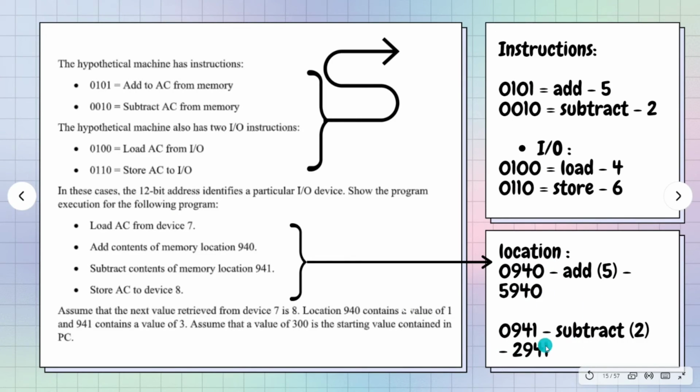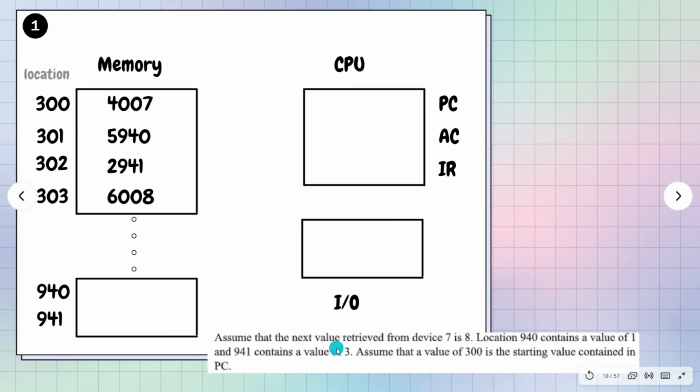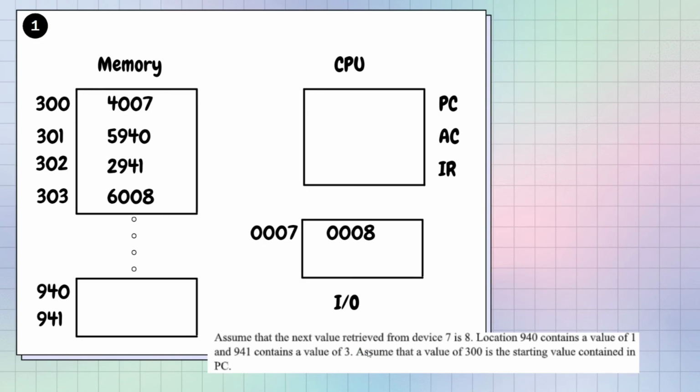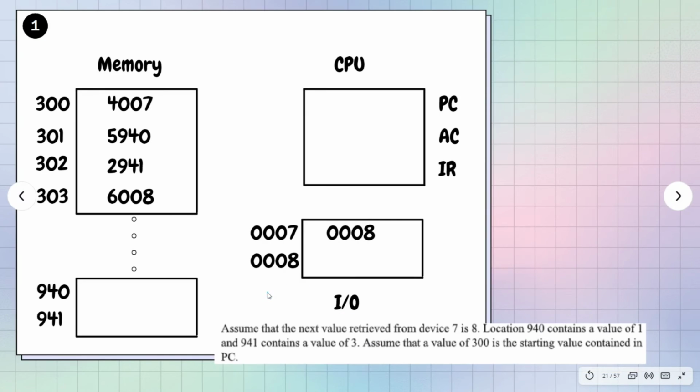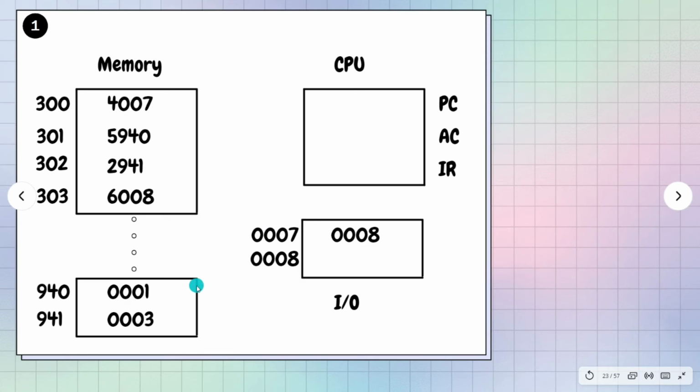These numbers are going to be the contents of the memory location. Next, it says that the value retrieved from device 7 is 8. The location 940 contains a value of 1. And memory location 941 contains a value of 3. Note that all the numbers in here are going to be 4-digit numbers.